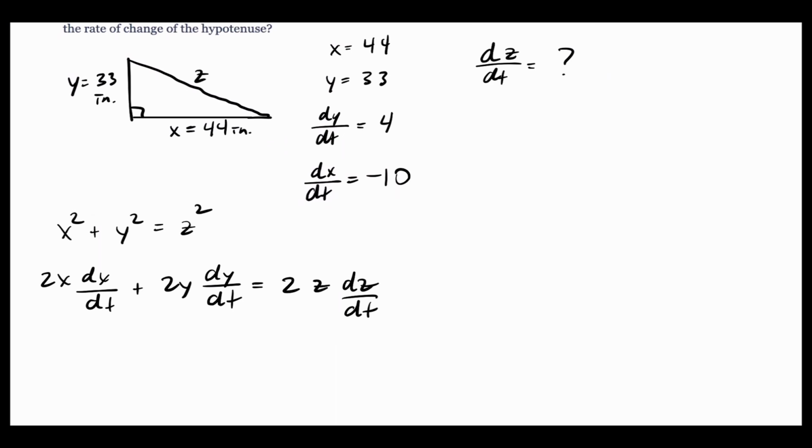Step 6, plug in what we know. 2 is just 2, so 2 is going to stay 2. 2 times x, we know x is 44, times dx/dt, we know that's negative 10. Then 2 times y times dy/dt. Then 2 times z. Do we know z? We don't know z, and I don't know dz/dt. That's a problem, because if I want to solve for what I don't know, I need to know everything except just one. So is there a way for me to find z or dz/dt?